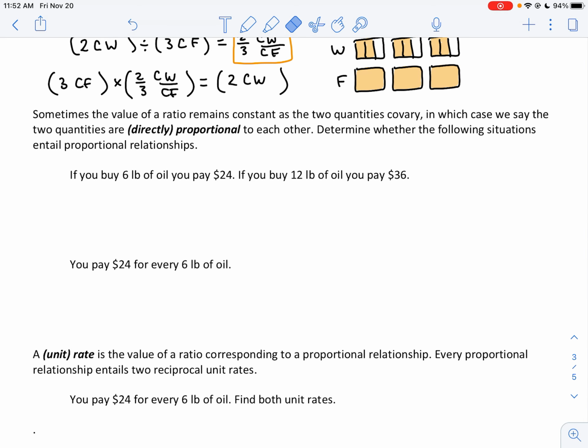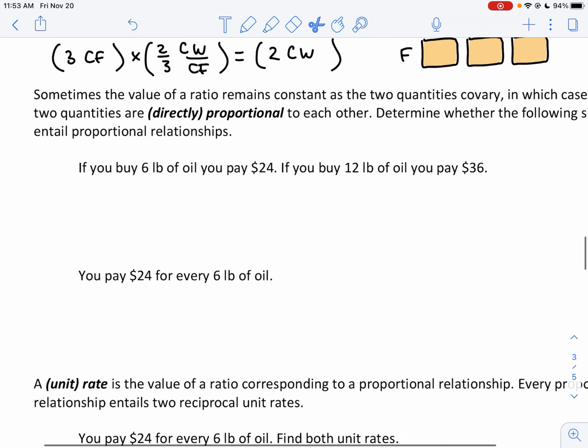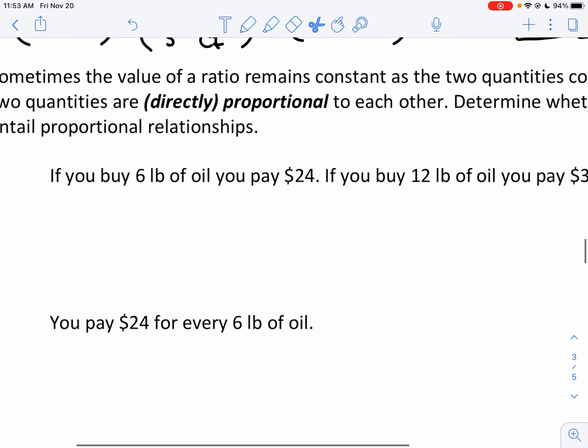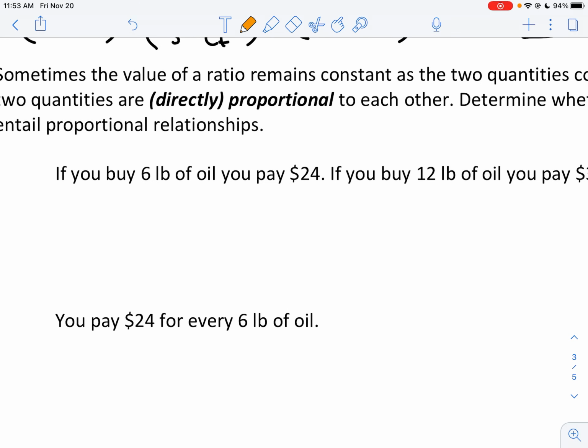Okay, now sometimes the value of a ratio remains constant as the 2 quantities covary, in which case we say the 2 quantities are directly proportional to each other. Sometimes we would leave the word directly off. Determine whether the following situations entail proportional relationships. Okay, so let's say that we buy 6 pounds of oil, we paid $24. And then we buy 12 pounds of oil later, maybe, and we only pay $36. Let's see if the ratios remain constant.